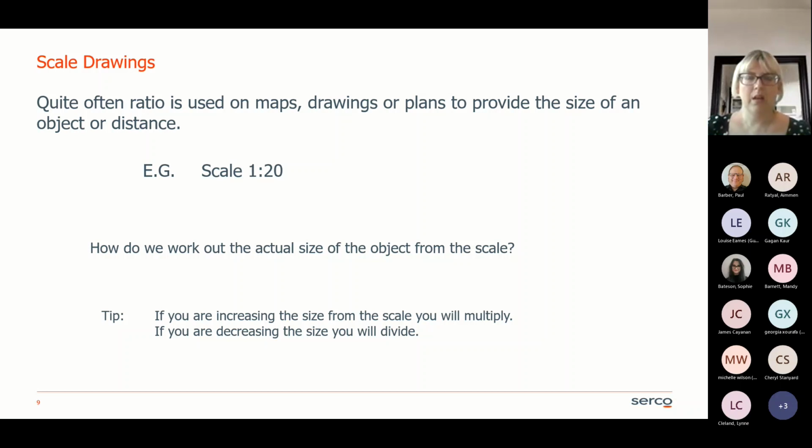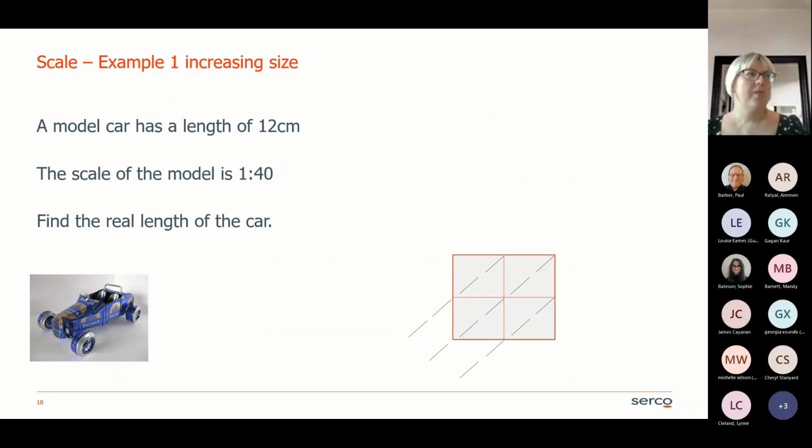Okay, so let's have a little look at some examples. I've got 4 examples in total. The first one I will go through with you and show you how to do it, and then the second one you guys will do by yourself, and then I will talk you through it. The first 2 are for increasing the size, and the second 2 are for decreasing the size.